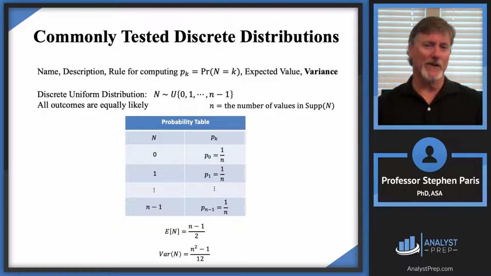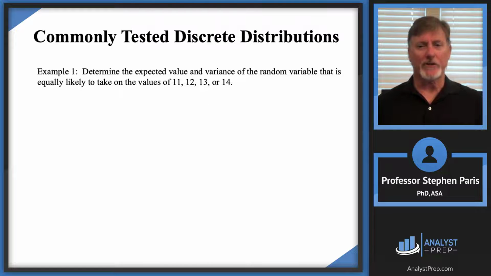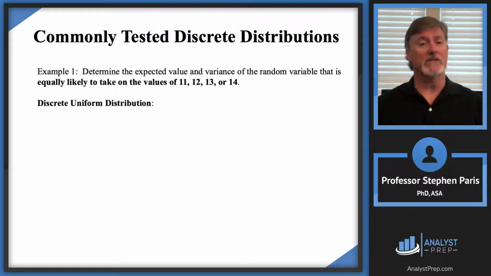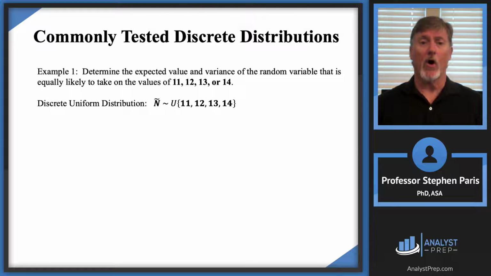because the type of problem that you're going to see probably does not have a random variable that's uniformly distributed on 0 and then 1 and then 2 and so forth, but on some other values. So this example 1 is an illustration. Determine the expected value and variance of the random variable that is equally likely to take on the values 11, 12, 13, and 14.